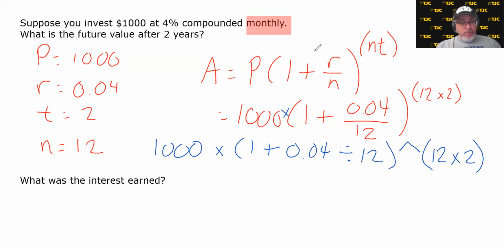1,000 times, open parentheses, 1 plus 0.04 divided by 12, close parentheses, exponent button, where's mine? Open parentheses, 12 times 2, close parentheses, and then finally press equals. And the interest, well, we're still calculating the future value. And the future value to the nearest cent, well, this isn't right. I got $1,083,142.96, which I know isn't the right answer.